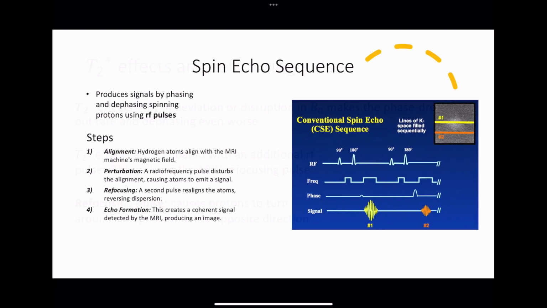So to summarize, in the spin echo sequence, proton precession synchronizes after the refocusing pulse, generating an echo containing image information. This process, known as spin echo or fast spin echo imaging, manipulates proton phasing and dephasing using radio frequency pulses to produce signals. The steps involve aligning hydrogen atoms with the magnetic field, perturbing them with a pulse to emit a signal, refocusing with a second pulse to realign atoms, and finally detecting the coherent signal to create the images.